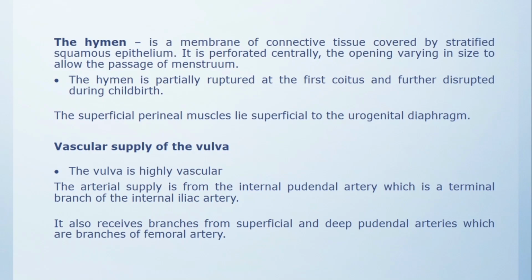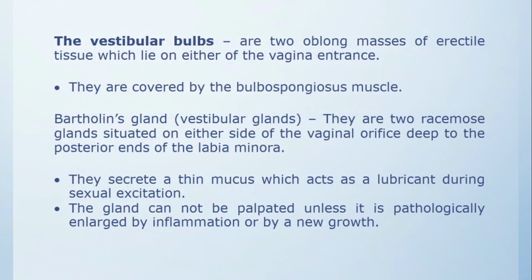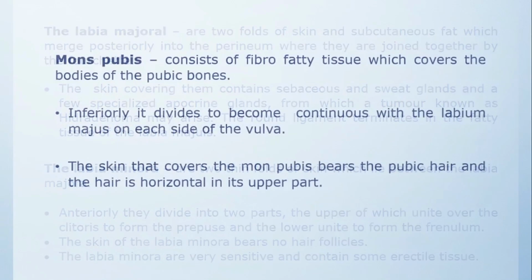The hymen is a membrane of connective tissue covered by stratified squamous epithelium. It is perforated centrally, the opening varying in size to allow the passage of menstruum. The hymen is partially ruptured at the first coitus and further destroyed during childbirth. The superficial perineal muscles lie superficial to the urogenital diaphragm. It is pertinent to know the various structures of the external genitalia.